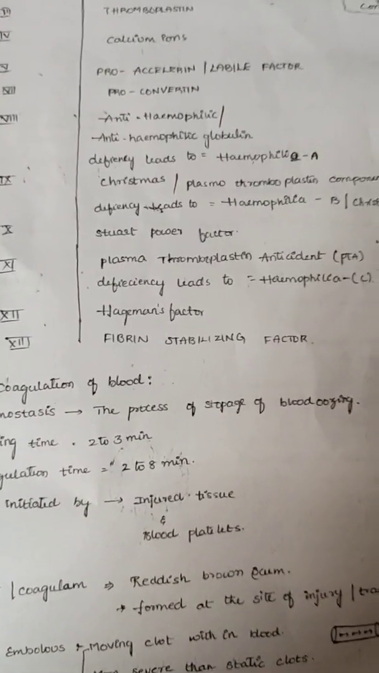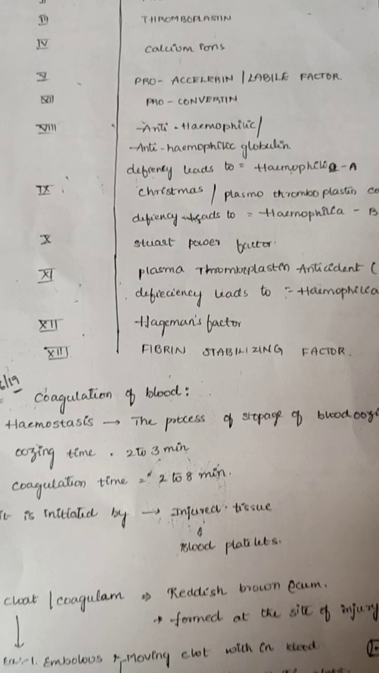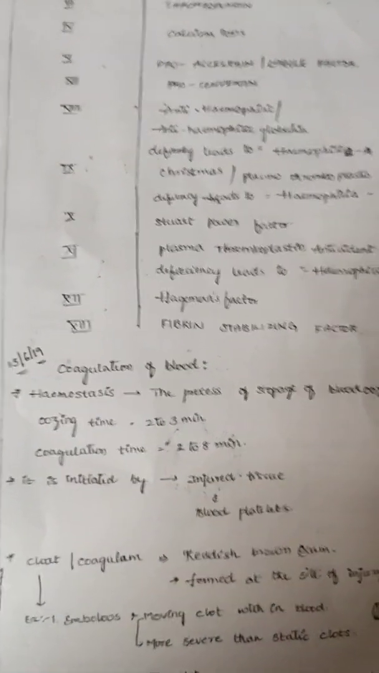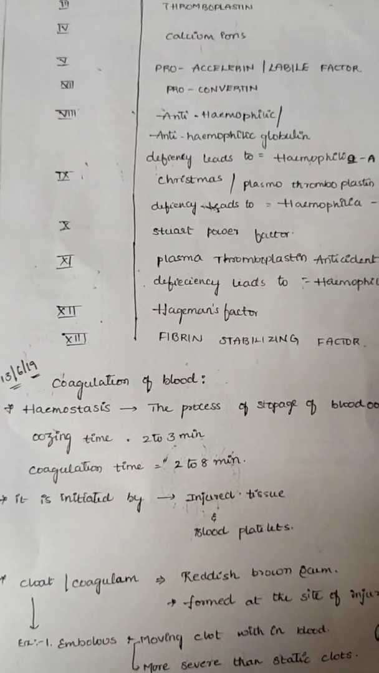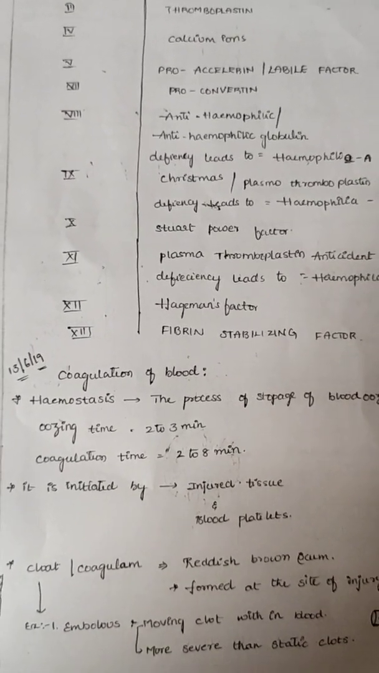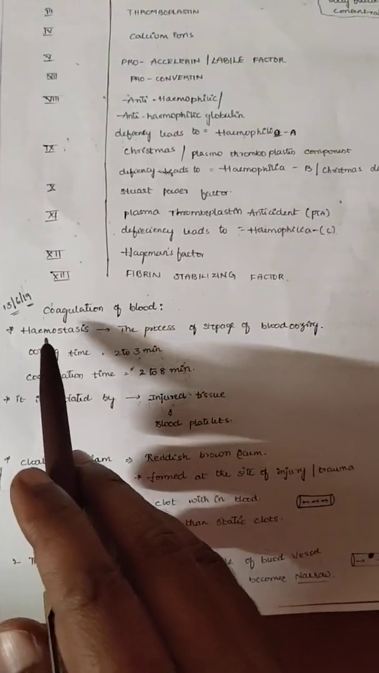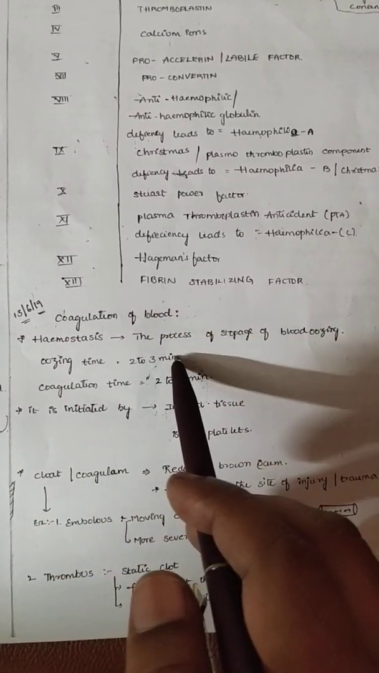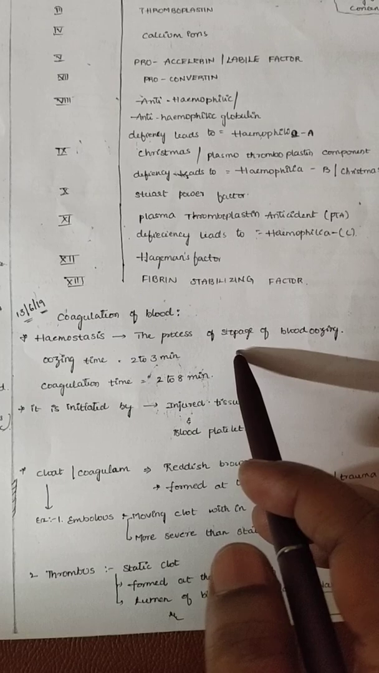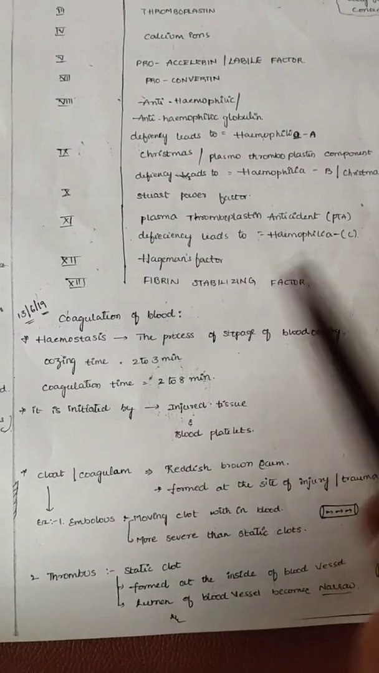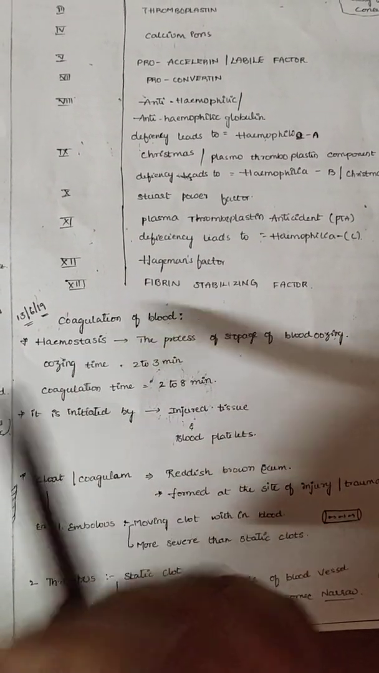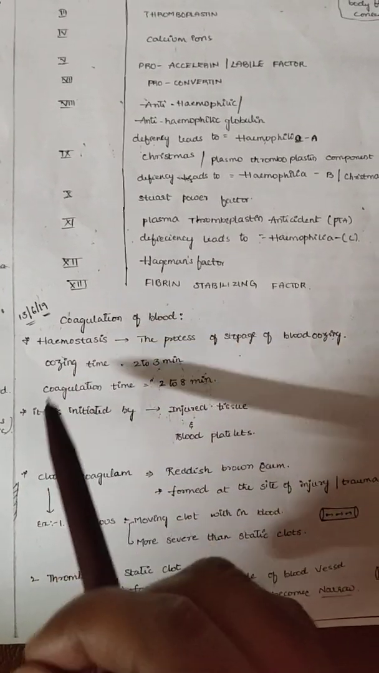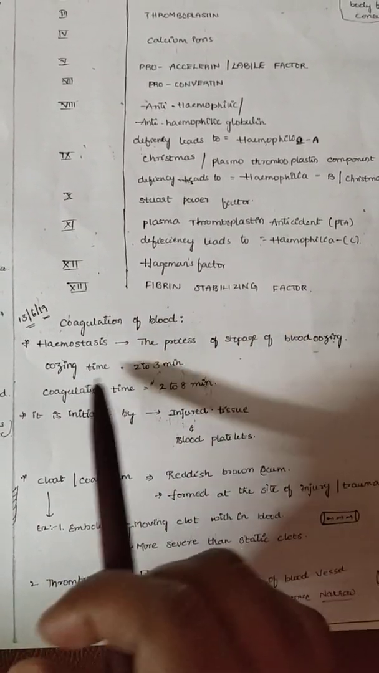Last class we discussed lymph. Now we will discuss coagulation of blood: how the blood is coagulated or clotted. Here, hemostasis. What is meant by hemostasis? The process of stoppage of blood oozing is known as hemostasis. Here the oozing time is how many minutes?